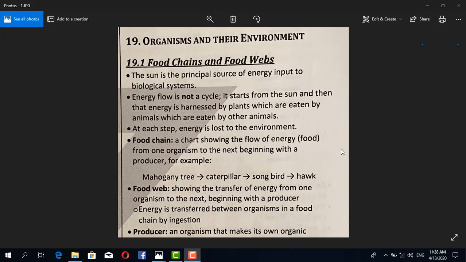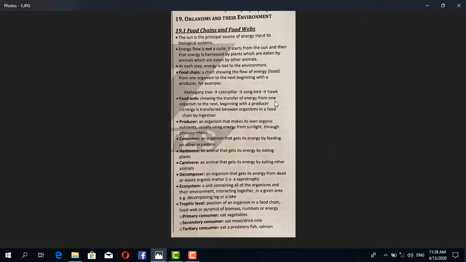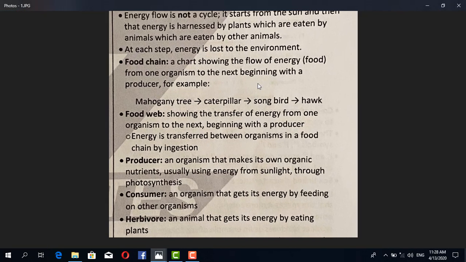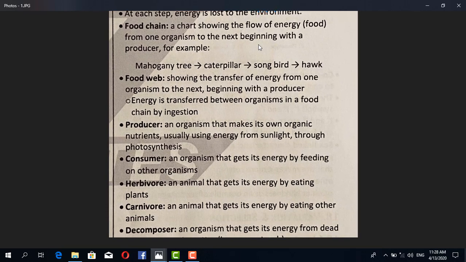Today we're going to talk about the organisms and their environment, starting with the food chain and the food web. As for a food chain, what is a food chain? The food chain here is more likely a sequence or a chart that shows the flow of energy from one organism to another and always starts with a producer, which mainly are plants in general.